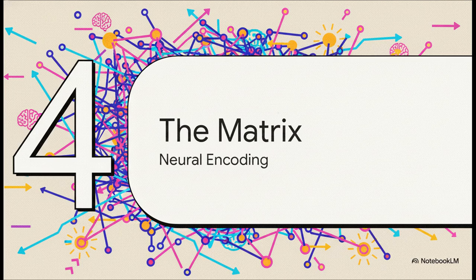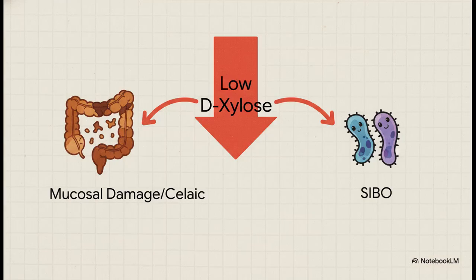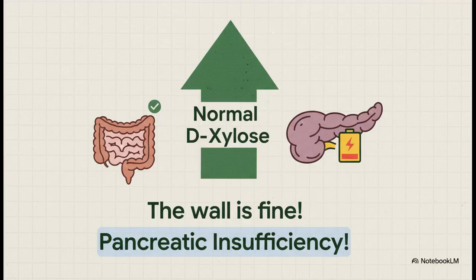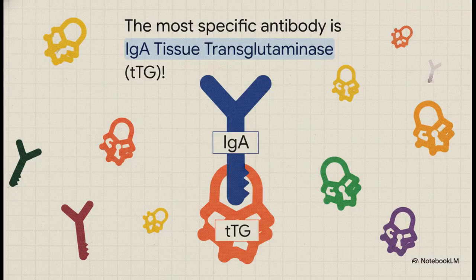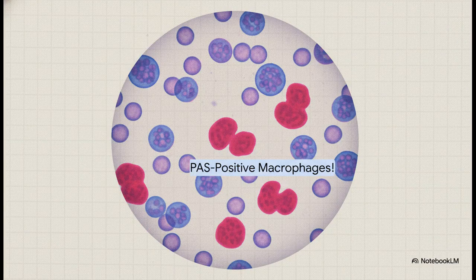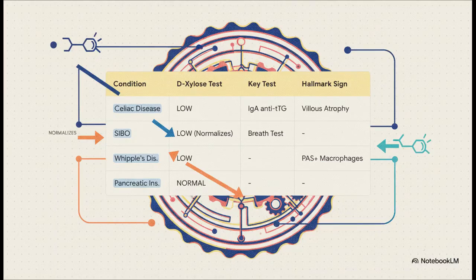Okay, it is time to lock this logic into your neural matrix. We are going to run a rapid-fire drill. I want these connections sealed tight. Are you ready? Low D-Xylose? Think mucosal damage or SIBO. Normal D-Xylose. Wall is okay. The problem is the pancreas. Pancreatic insufficiency. Celiac antibody. IgA tissue transglutaminase, TTG. Whipple biopsy? PAS positive macrophages. Lock it in.